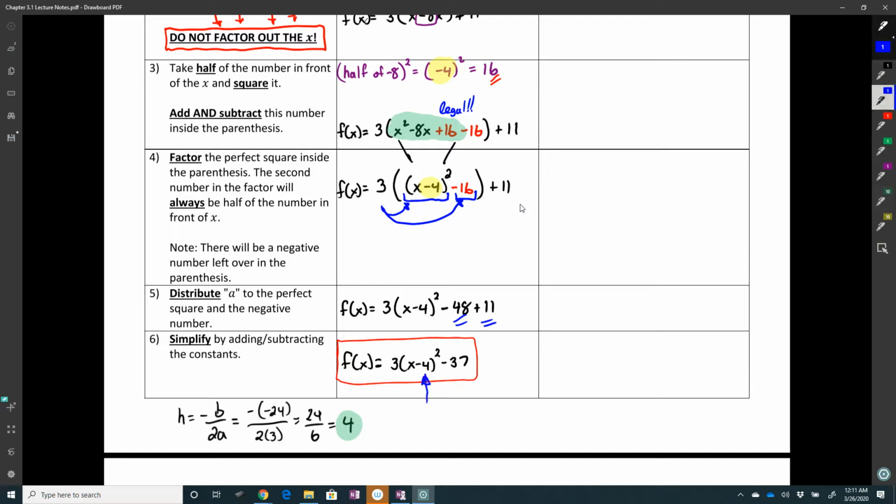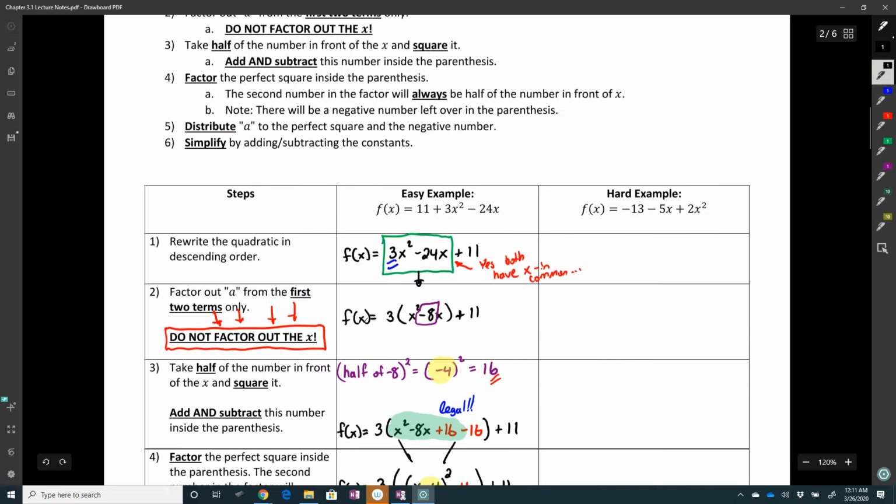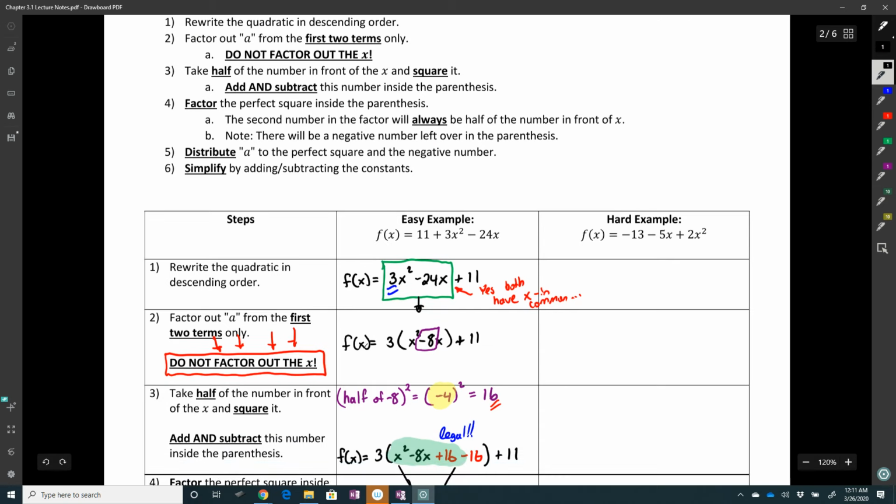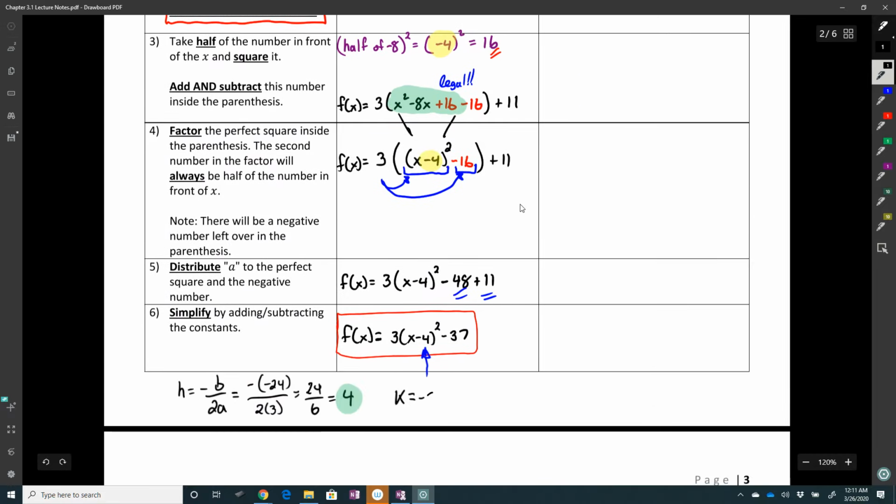Now I'm going to do this in my calculator just so I don't have to write it in there. But if I plug in 4 into the original equation, I would get 3 parentheses 4 squared minus 24 times 4 plus 11. And notice you get negative 37. And that's what I get when I plugged in 4.